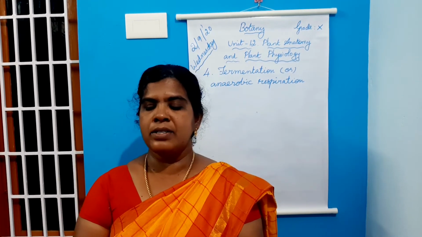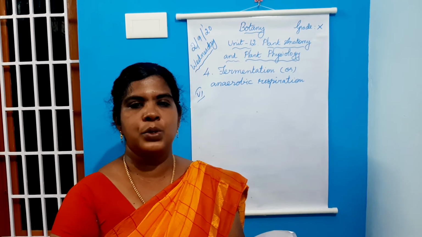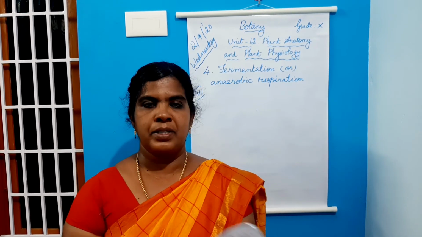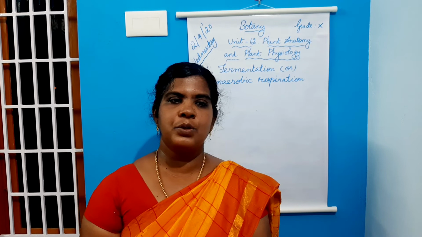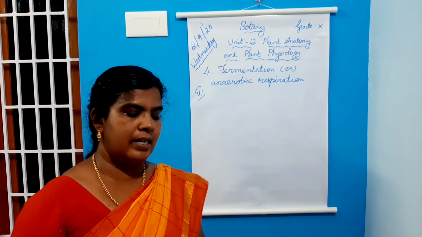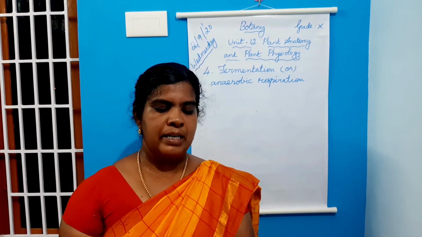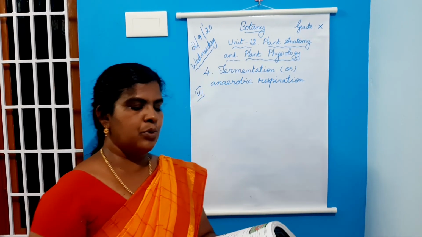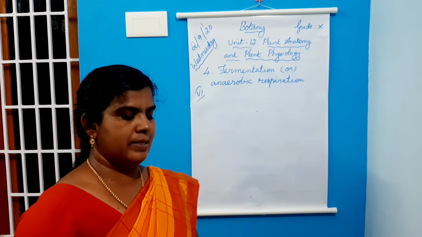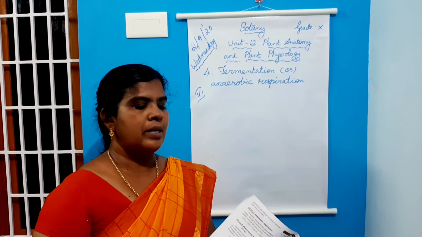Question number 8. Write the reaction for photosynthesis. It's given in page 181. Reaction only you have to write. 6CO2 plus H2O gives C6H12O6. That reaction you have to write.